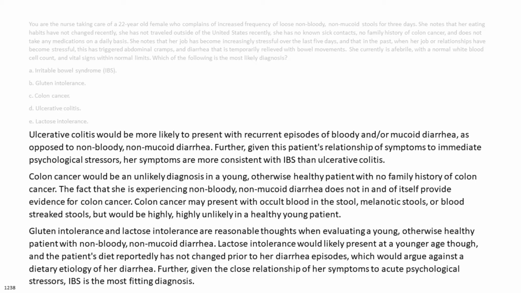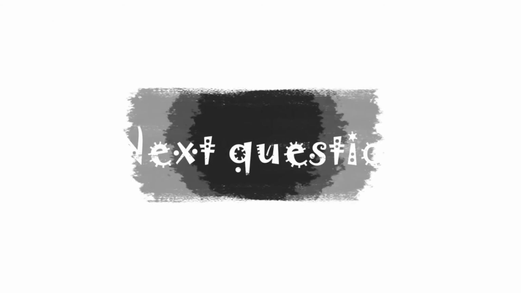Gluten intolerance and lactose intolerance are reasonable thoughts when evaluating a young, otherwise healthy patient with non-bloody, non-mucoid diarrhea. Lactose intolerance would likely present at a younger age though, and the patient's diet reportedly has not changed prior to her diarrhea episodes, which would argue against a dietary etiology of her diarrhea. Further, given the close relationship of her symptoms to acute psychological stressors, IBS is the most fitting diagnosis.